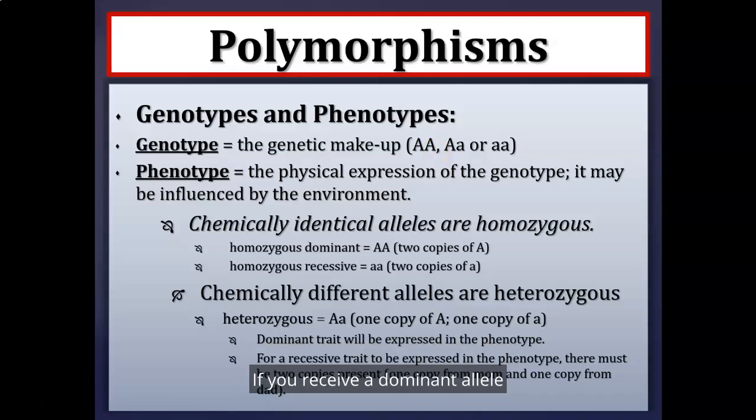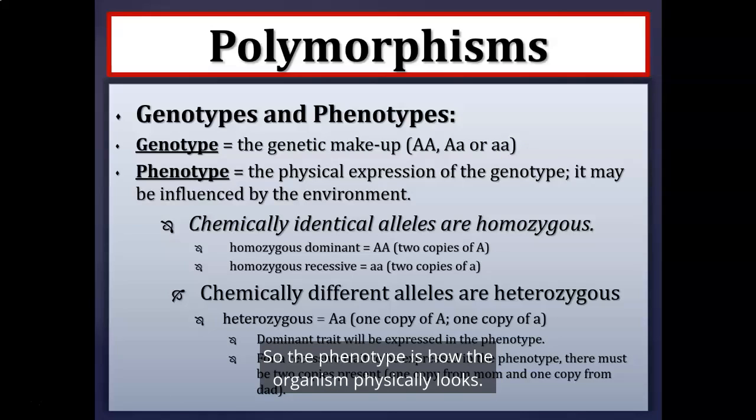If you receive a dominant allele from one parent and a recessive from the other, you're going to call that heterozygous. Chemically different alleles are called heterozygous. If you receive a recessive allele from both parents, from mom and dad, then you're going to call that genotype homozygous recessive. The phenotype is the physical expression, and it may also be influenced by the environment.